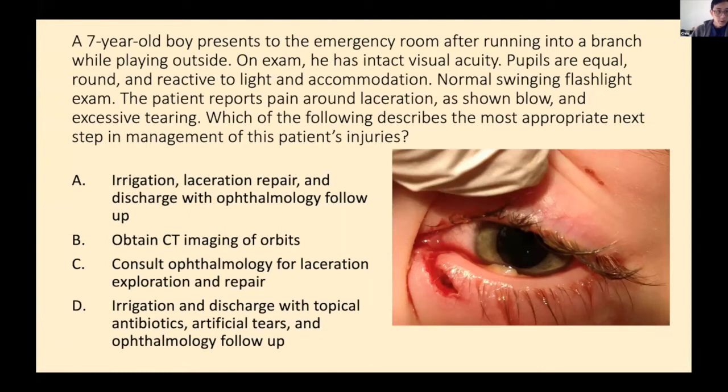All right, next question. A 7-year-old boy presents to the emergency room after running into a branch while playing outside. On exam, he has intact visual acuity. Pupils are equal, round, and reactive to light and accommodation. Normal swinging flashlight exam. The patient reports pain around the laceration as shown below and excessive tearing. Which of the following describes the most appropriate next step in management of this patient's injuries?